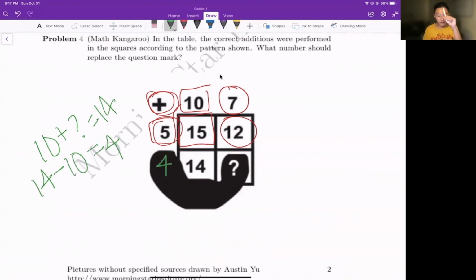And from then on, we can figure out the question mark, which is basically 11, because 7 plus 4 is 11.